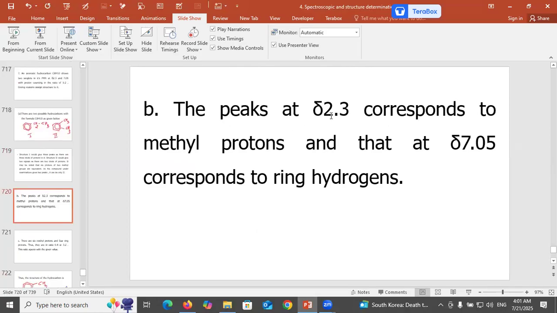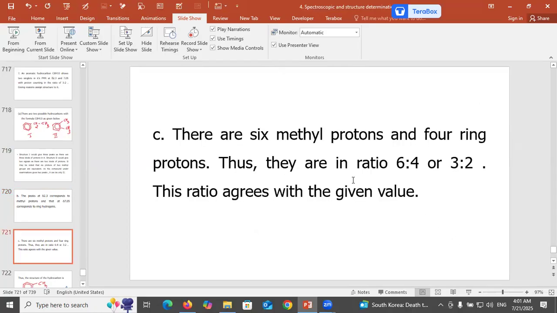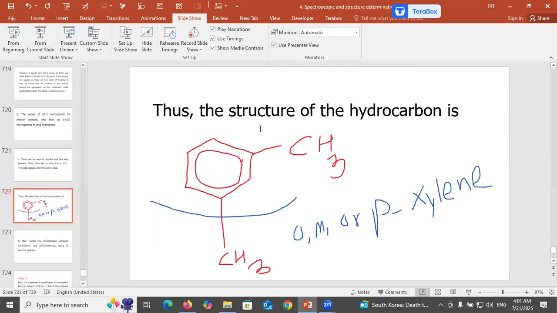The peak at delta 2.3 corresponds to the methyl protons and that at delta 7.05 corresponds to the ring hydrogens. There are 6 methyl protons and 4 ring protons, thus they are in the ratio 6 to 4, or 3 to 2. This ratio agrees with the given value. Thus, the structure of the hydrocarbon is this.